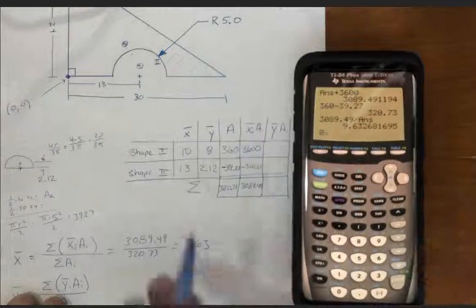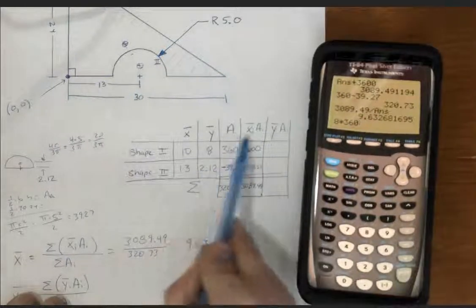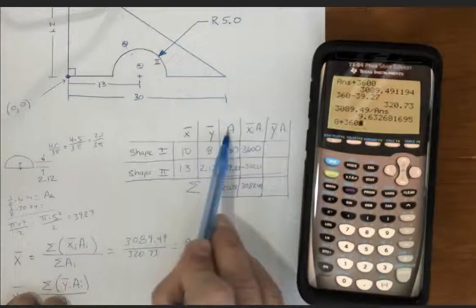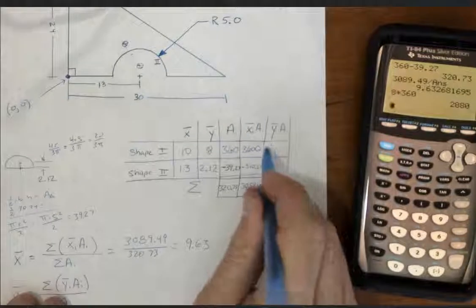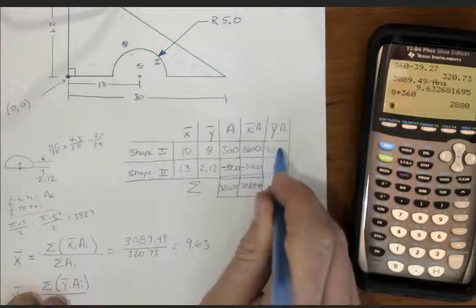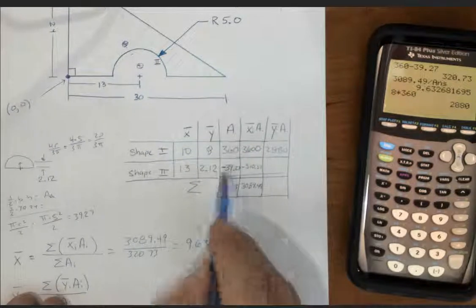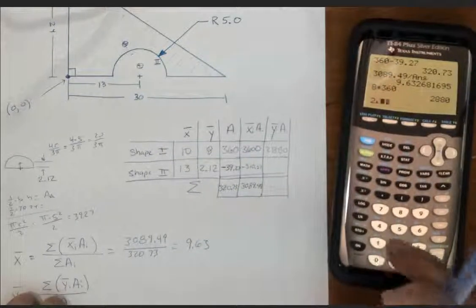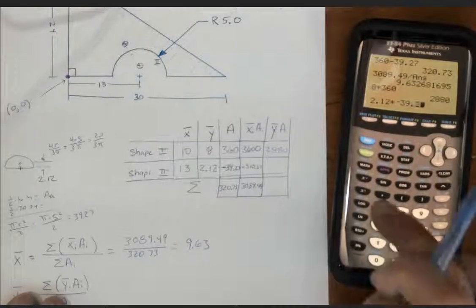All right, so I need the 8 times the 360. Be careful you don't grab these. So it's the y-coordinate times the area. 8 times 360 is 2,880. And then I need this y-coordinate, 2.12, times the negative area. So 2.12 times the negative 39.27.